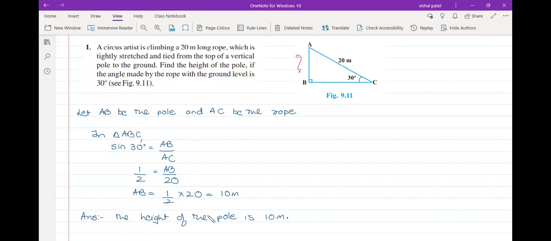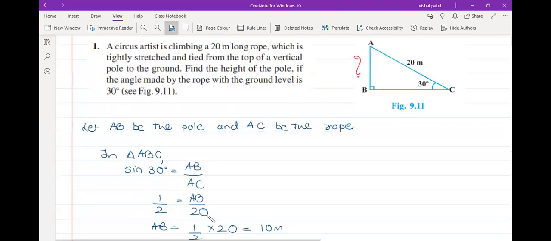Okay, so first thing is draw the correct figure with the correct information. Second thing, select a correct ratio out of all the trigonometric ratios. Substitute the value and your sum is done. Okay, chalo. Let's do the next one.